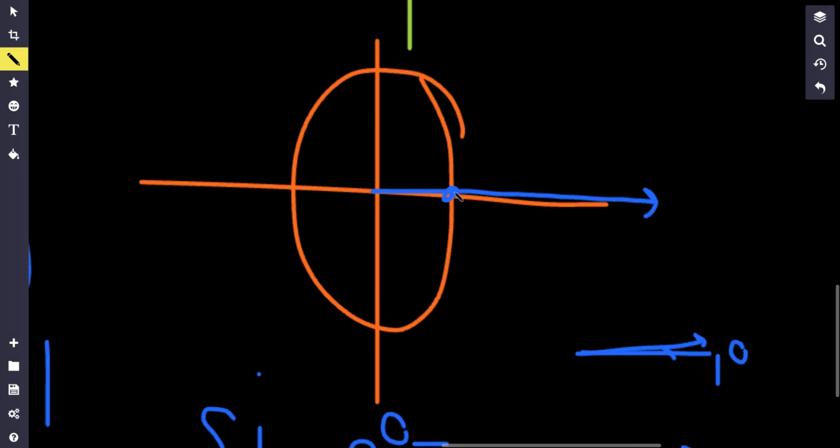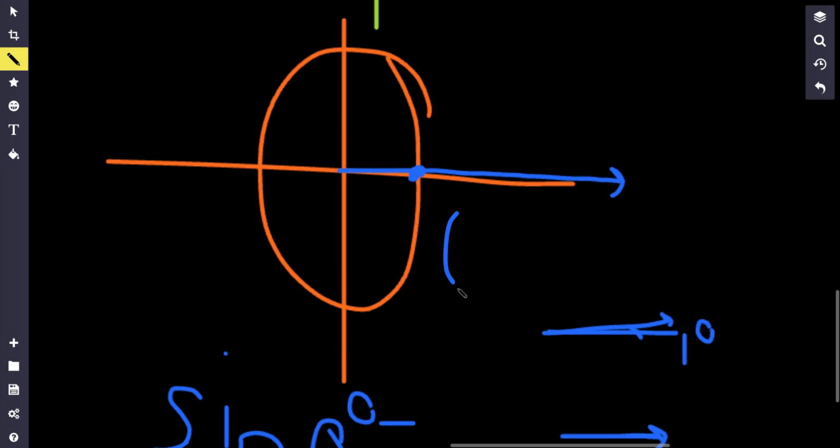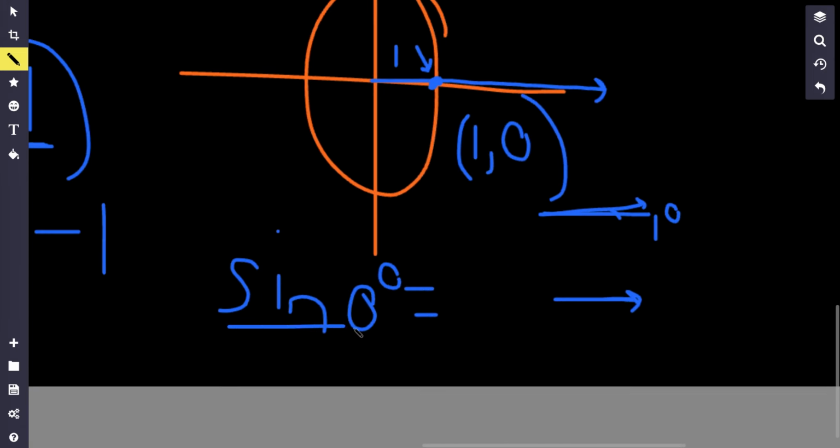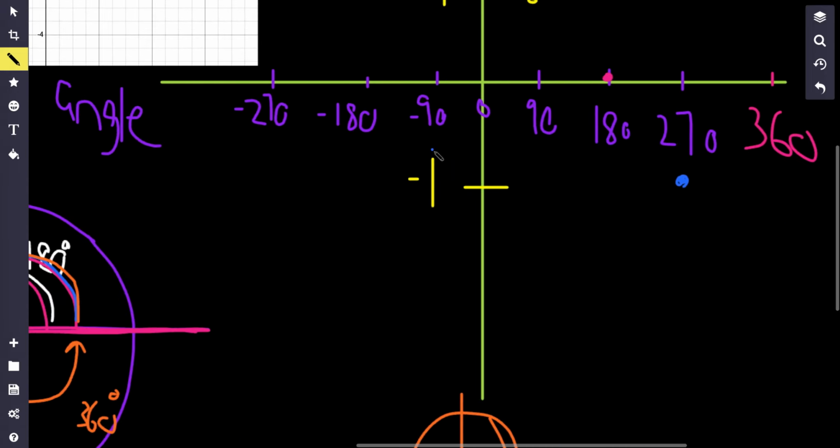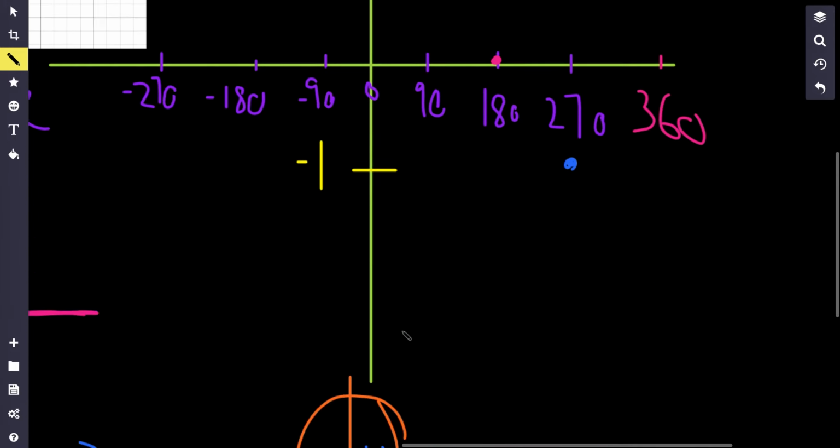Now, this ray intersects the unit circle at this point. Since the radius of the circle is 1, this point has the coordinates... Well, we moved 1 unit to the right, which means that the x coordinate is going to be 1. But we didn't move up or down, which means the y value of this point is going to be 0. So the coordinate of this point is 1, 0, which means sine of 0 is equal to the y coordinate, so it has to be equal to 0. So when we create a 0-degree angle, our sine value is going to be 0.